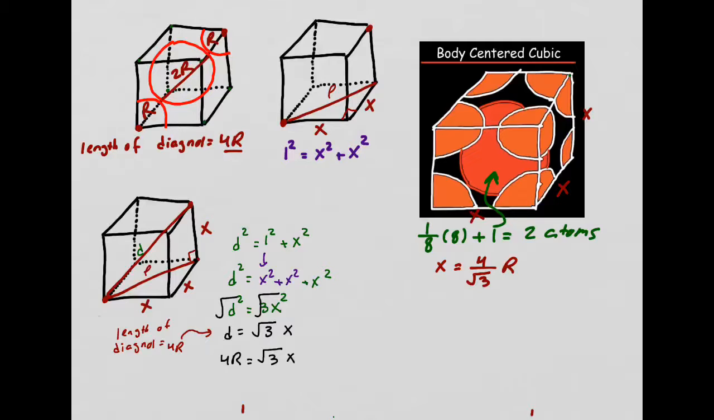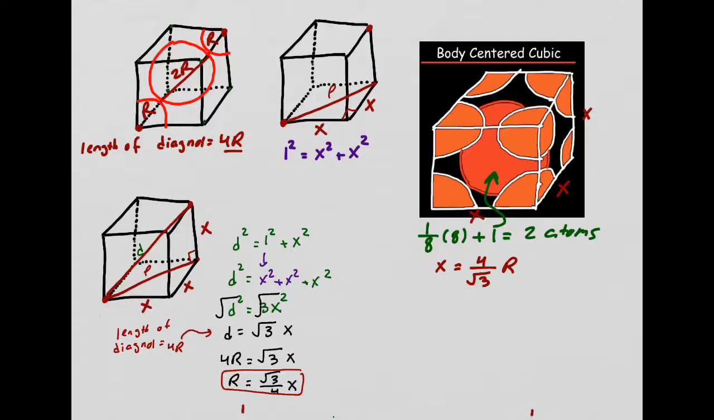No. Then what am I going to do? I'm going to divide this by 4. Now, if I divide this by 4, then I'm going to get r is going to be equal to square root of 3 over 4 times x. That is pretty cool, right? Because this one matches what we had. Okay, so now you know how they got the edge length for BCC. Are we good so far?